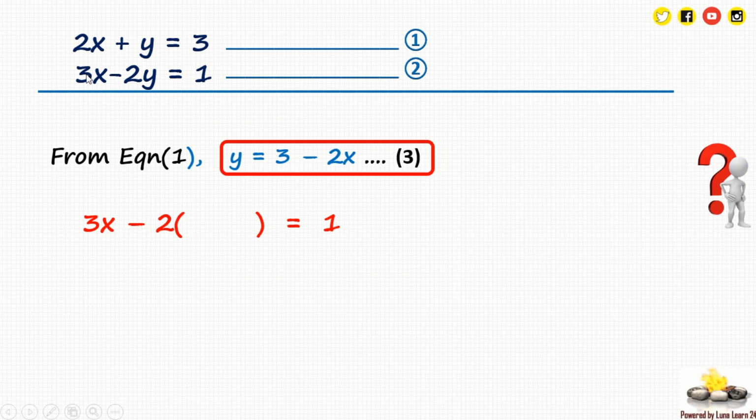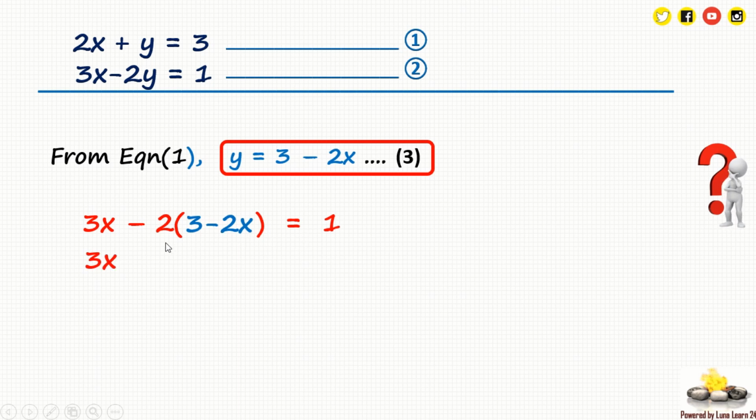So our equation 2 becomes 3x minus 2y, but the value of y is 3 minus 2x. We are not just going to write it directly, because this is an expression, and therefore we must put brackets first before we put the expression inside. If we don't put a bracket, we're going to have issues with expansion. If it was a single value, we wouldn't need the brackets, but I advise you to always put brackets, whether it's a single term or an expression. So we replace the value of y in equation 2 by 3 minus 2x. That gives us 3x minus 2 into (3 minus 2x) equals 1.